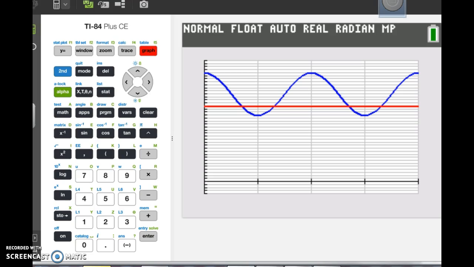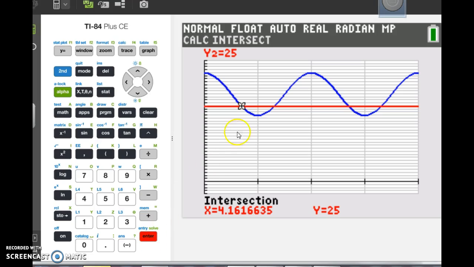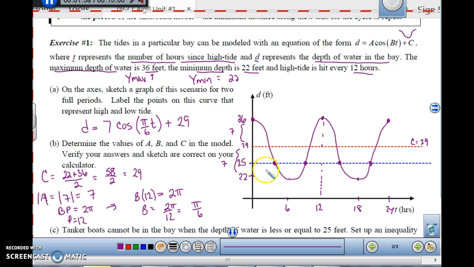All right, so if we go to our calculator, we're looking for this right here. So we're going to do an intersect. Second, trace key, intersect. I want to use the blue graph. I want to use the red graph. And then I'm going to move my arrow key over to this point right here. Enter. And it jumps to here, so this is going to be approximately 4.2. So this is going to be 4.2. Oops, 4.2 is right here. Okay, and then that's going to stop at this point right here.